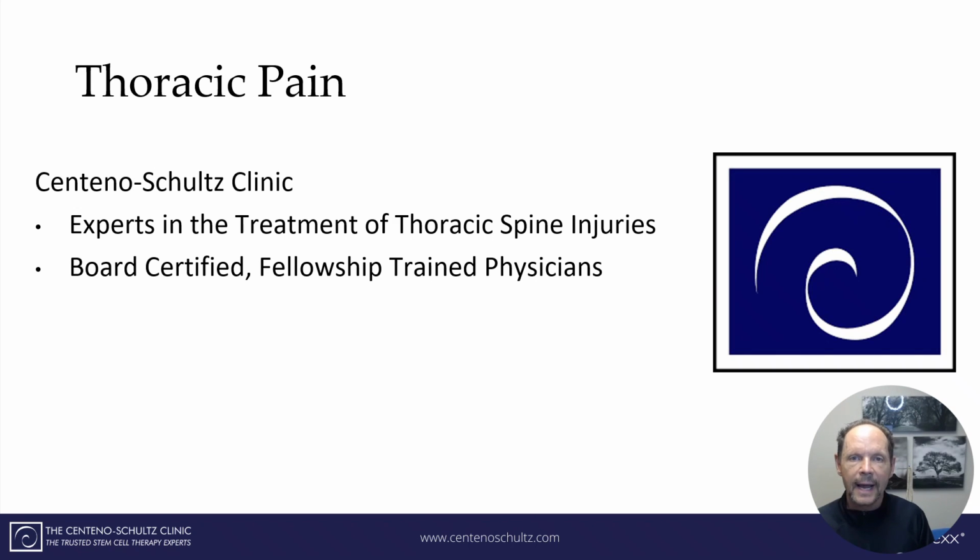So we learned today about what in the world is the thoracic spine. We learned that thoracic radiculopathy is irritation or compression of an exiting nerve as it comes out of the spine in the thoracic spine, and the 11 causes.